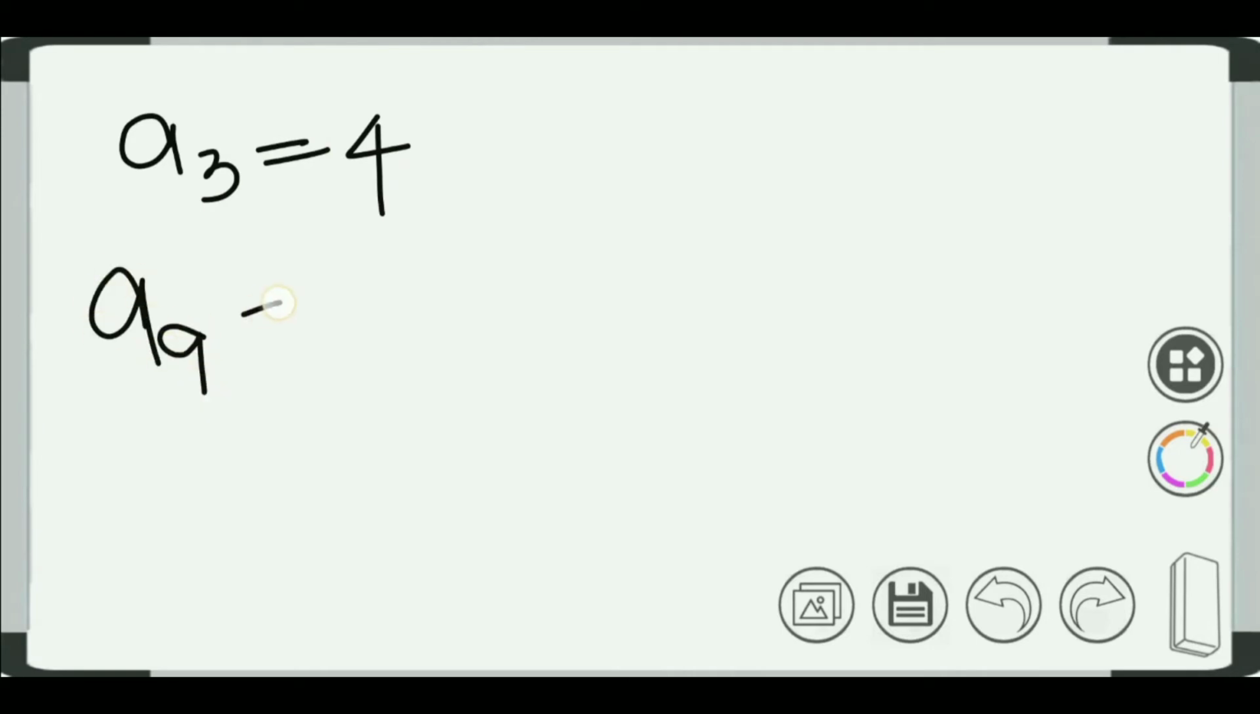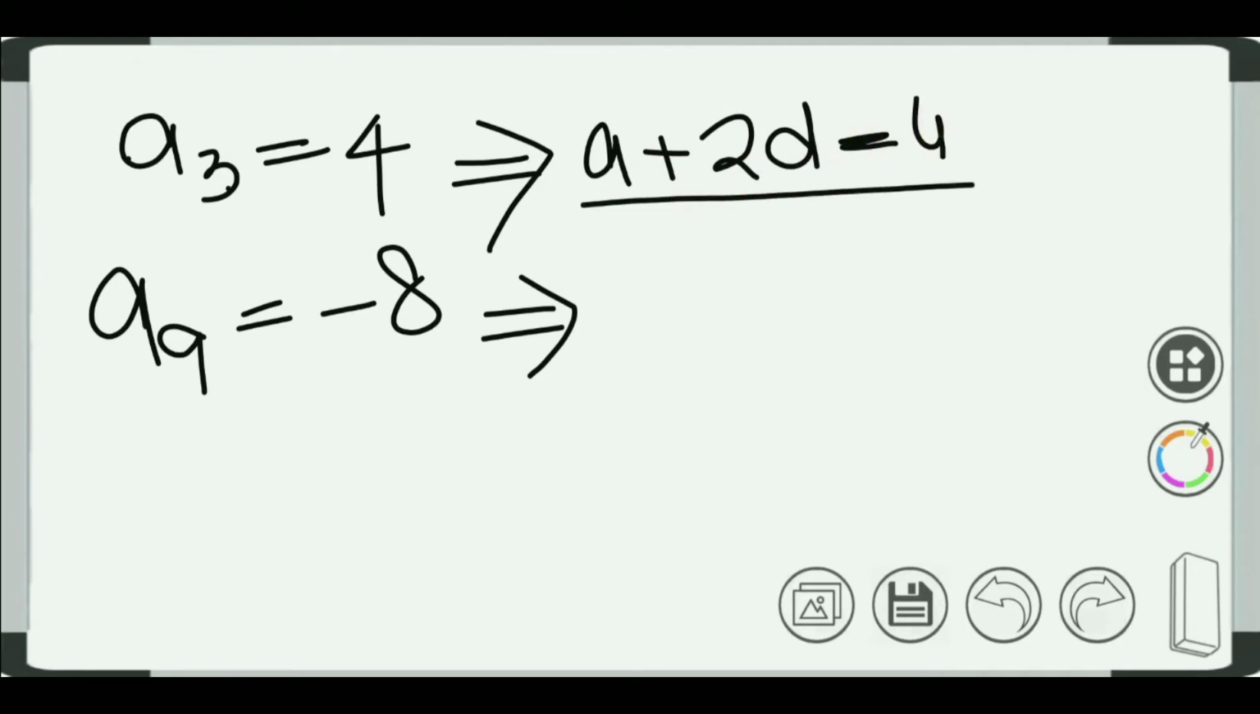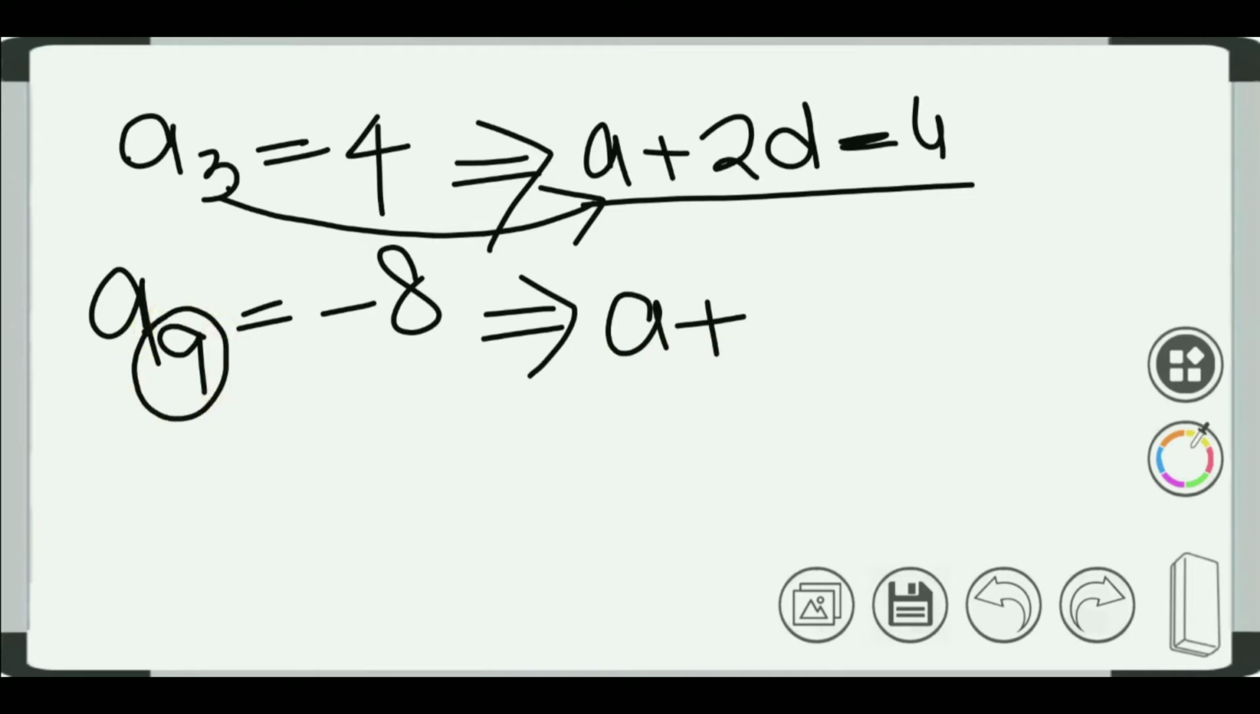They have given the third term is 4. A3 is equal to 4. And the ninth term, A9 is equal to minus 8. So you can expand this one. A3 means A plus 3 minus 1 into D. 3 minus 1, 2. A plus 2D equal to 4. Same way, for A9, I can write A plus 9 minus 1 into D. That is A plus 8D equal to minus 8.